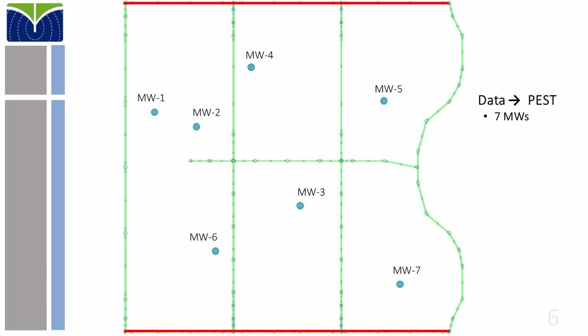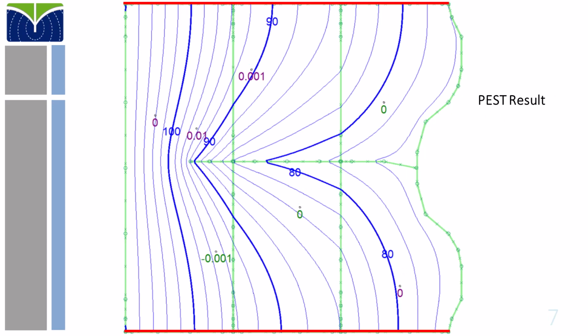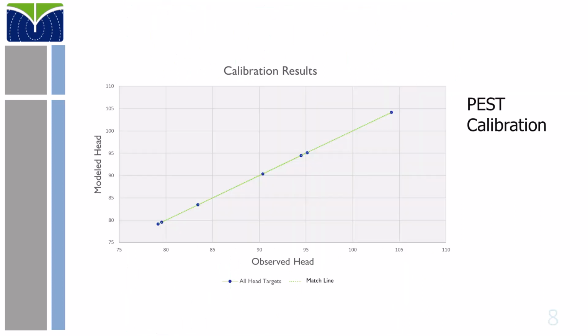So we let PEST estimate from those 7 water levels, and it calculates model input parameters. And this is the model result. This looks like a very reasonable solution. And when I examine the model calibration, model heads versus observed heads at the 7 well locations, the calibration looks extremely good.